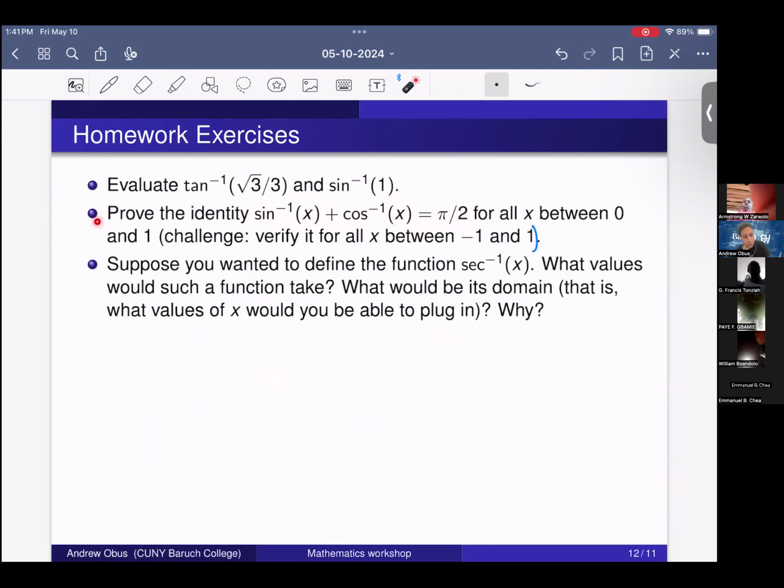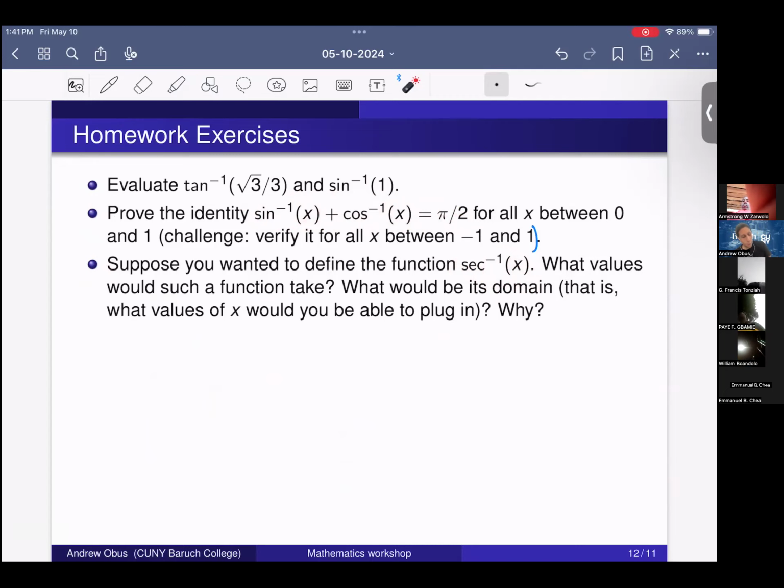Okay, so that's number 2. And now number 3: suppose you wanted to define secant inverse of x. We didn't do secant. We only did sine, cosine, and tangent, and usually people only use those. But let's say that you wanted to define secant inverse of x. There's no reason why you can't do it.